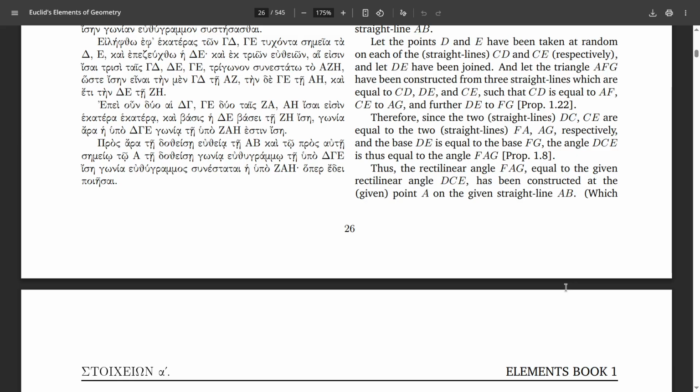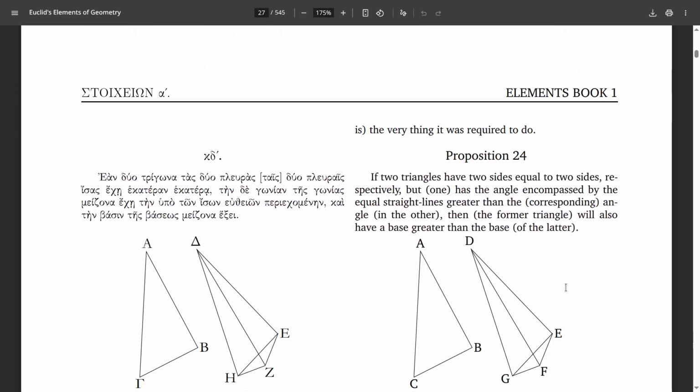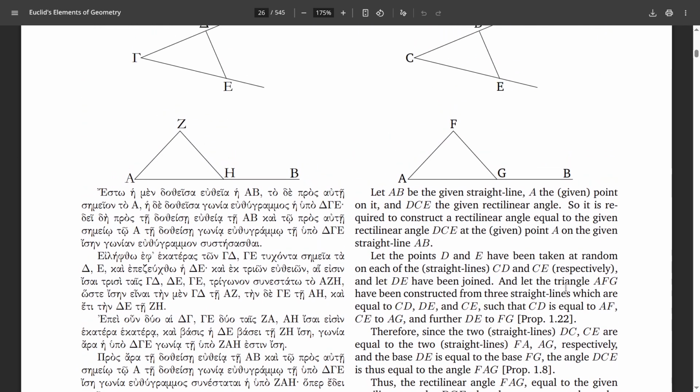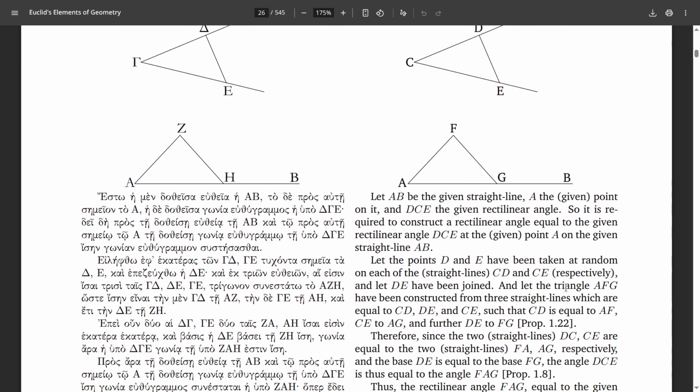At the given point A on a given straight line AB. I think I understand what this is saying, so let's just go through it, because it seems more like a practice that isn't hard to do, but very useful.